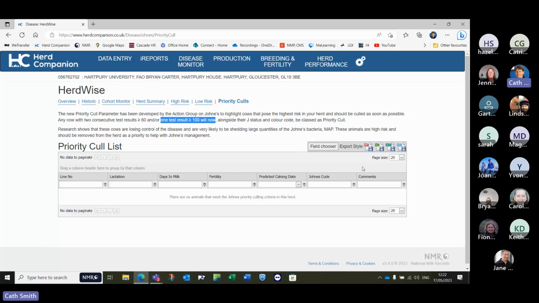Incidentally, a lot of these lists you can export into Excel if you want to take it out of Herd Companion, or print it off. Those are the routes to do so. So it's a nice PDF one for that, as well as all the overall tables, any table on Herd Companion actually.